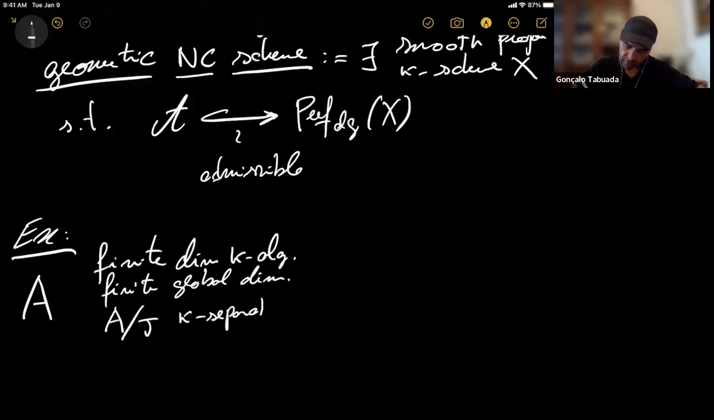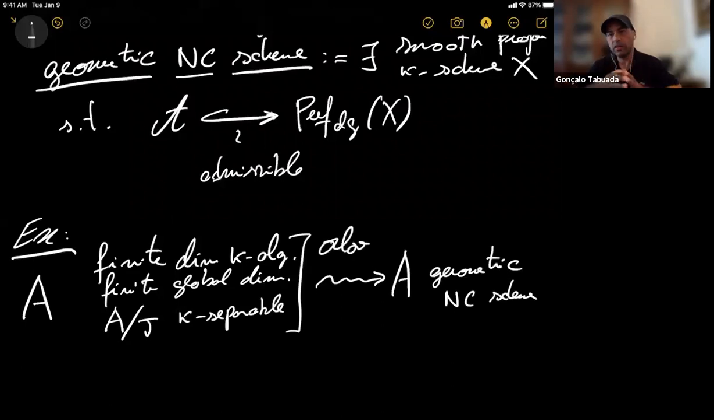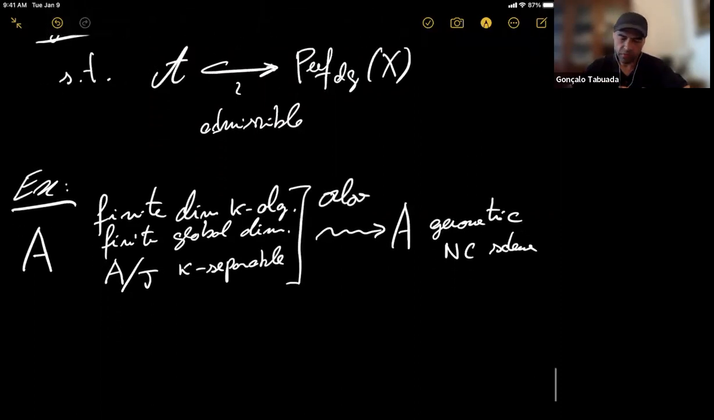So this is something that holds, for example, whenever you are working with a perfect field. Then it turns out, so this is the result of Orlov, that this A is a geometric non-commutative scheme. So any finite dimensional algebra of finite global dimension, actually you can embed it inside the derived category of a scheme. But those things are not schemes.